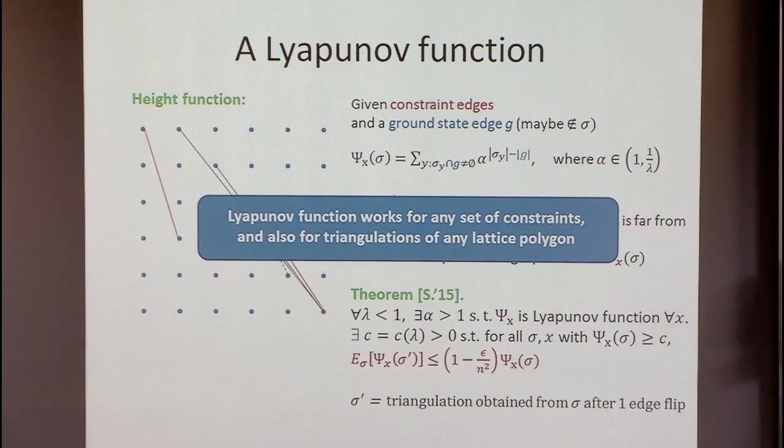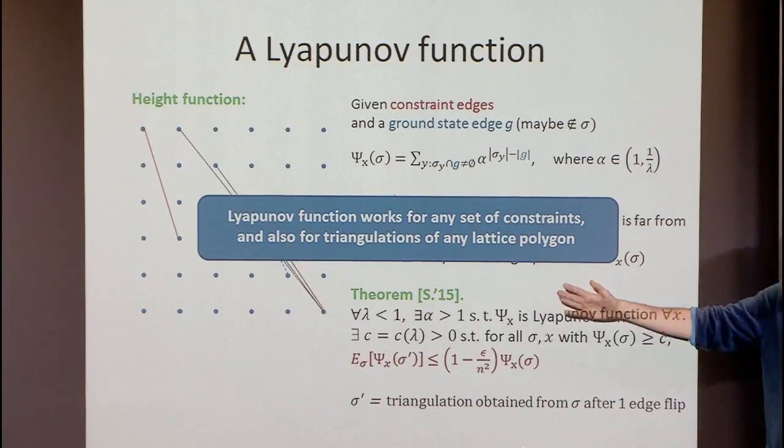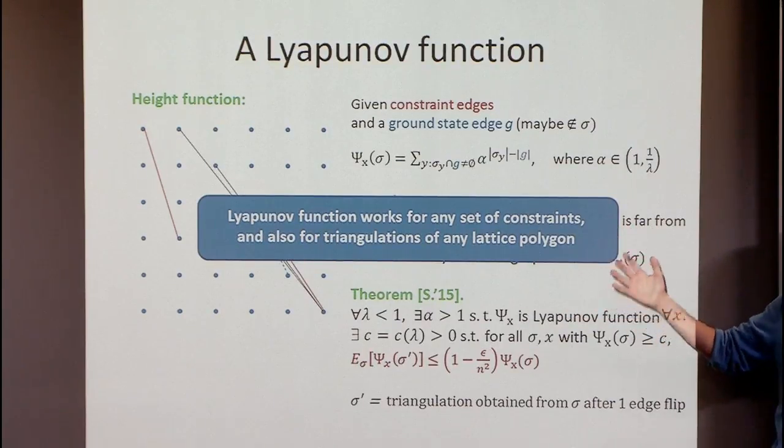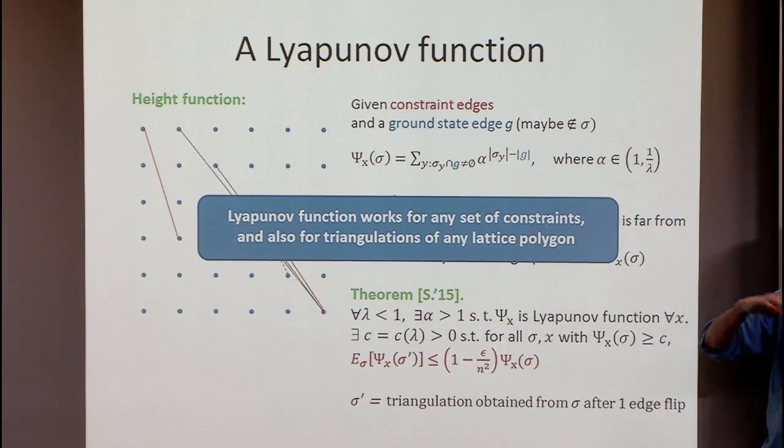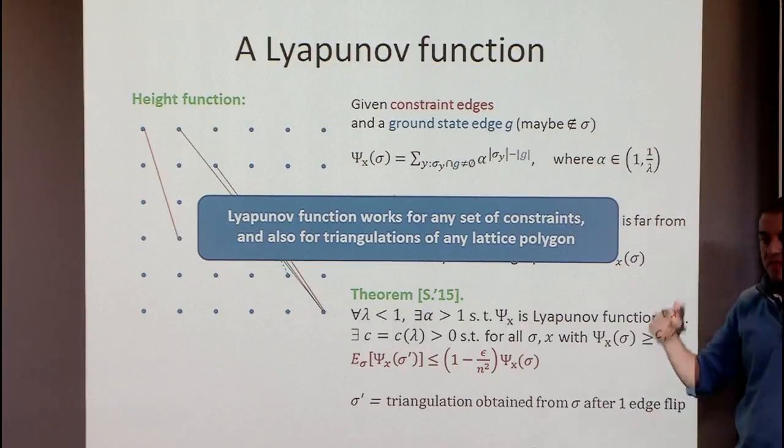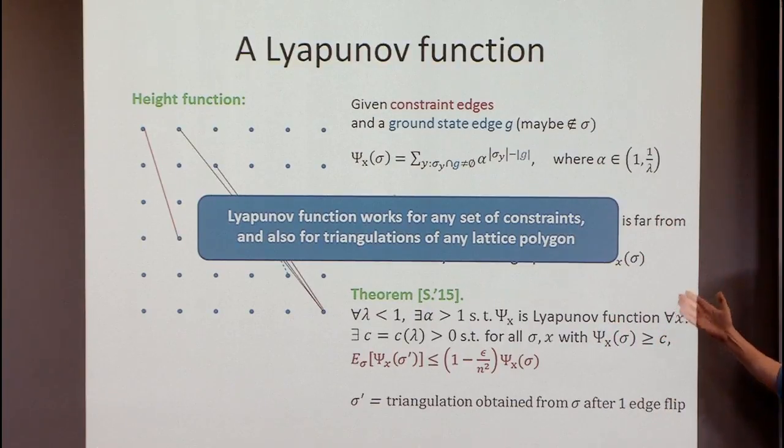It's still a Lyapunov function. And also, it works for triangulations of not only the n by n box, but of any shape. Instead of a square, it could be a rectangle, it could be a trapezoid, it could be any lattice polygon, even non-convex, and the function still works as a Lyapunov function. So it's robust in this sense, and this is quite important for applications.